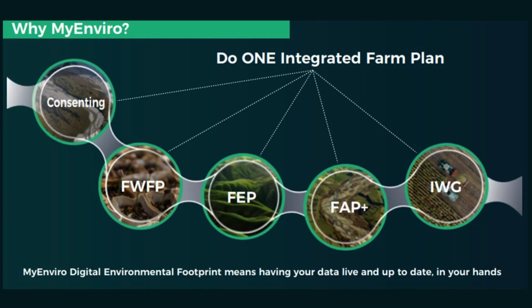The MyEnviro team can ensure that the user has the support, information and a platform to create, present and store data for freshwater farm plans, FAP Plus and consents. By using MyEnviro, the user can create one integrated plan for any agricultural or horticultural system.